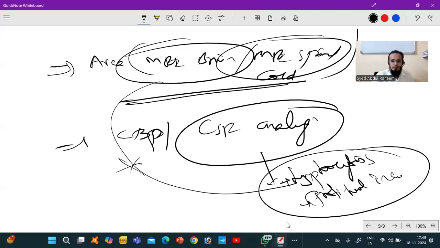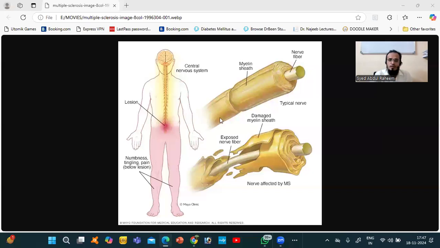So let's see one image explaining MS. This is the nerve fiber axon. This is the myelin sheath, which is the cover of the axon. This is the normal myelin sheath. You can see that this is the damaged myelin sheath. In a nerve affected by MS, this is the exposed nerve fiber. So the electrical impulses cannot go forward without the help of the myelin sheath.